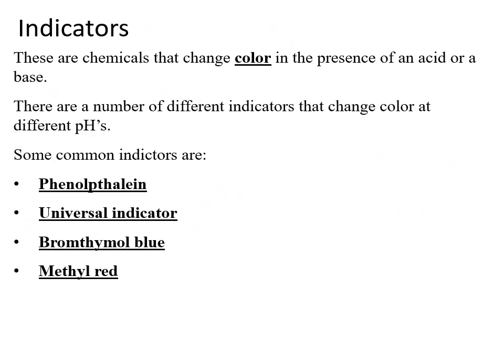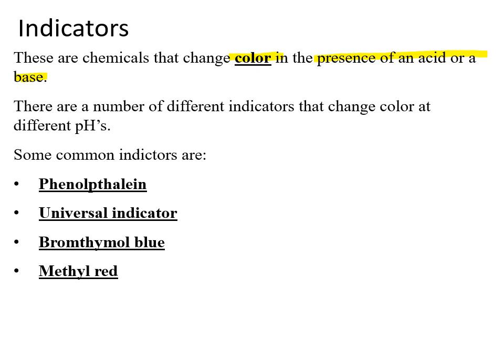And moving on really fast. Indicators. Indicators we would be using in lots of labs if we were at school, but we're not. So indicators, these are just chemicals that change color in the presence of an acid or a base. They don't change the pH of the solution at all. All they literally do is just change color, like food coloring.